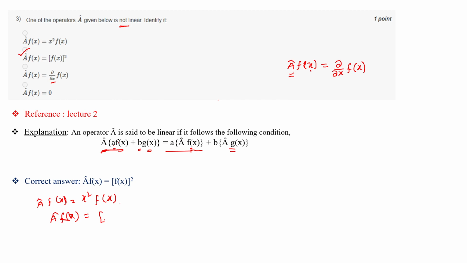So among these four options, option 2, A of f(x) equals f of x square, is not a linear operator. So are you satisfied, and does anybody have any question? Please ask me any question. If there is any question, you can ask me.